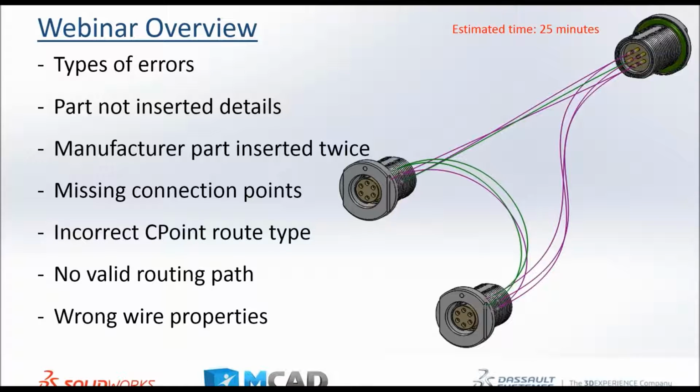This webinar will take just a little under 25 minutes, and after that, I'll go ahead and open up the floor to questions. But to begin, we'll start with looking at the types of errors that will occur in SolidWorks Electrical 3D, and then the lower 6, these are going to be different types of errors that we'll go through that you'll see very shortly when I hop over into the 3D environment.